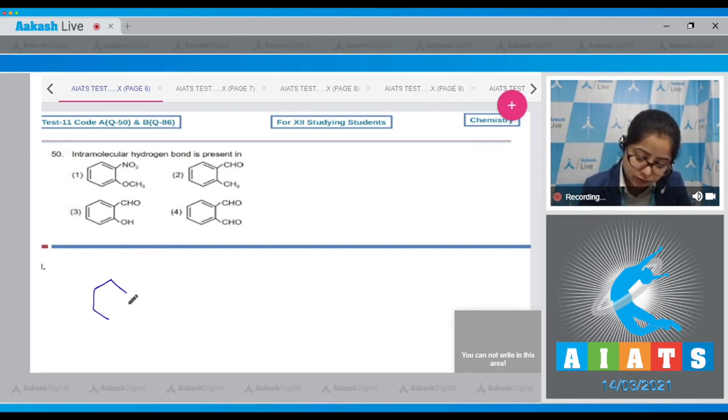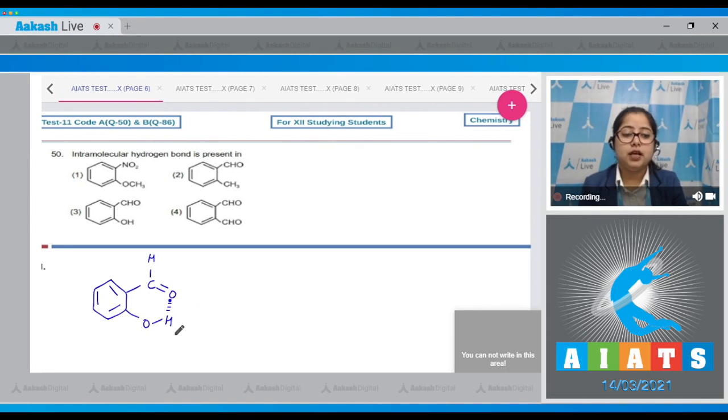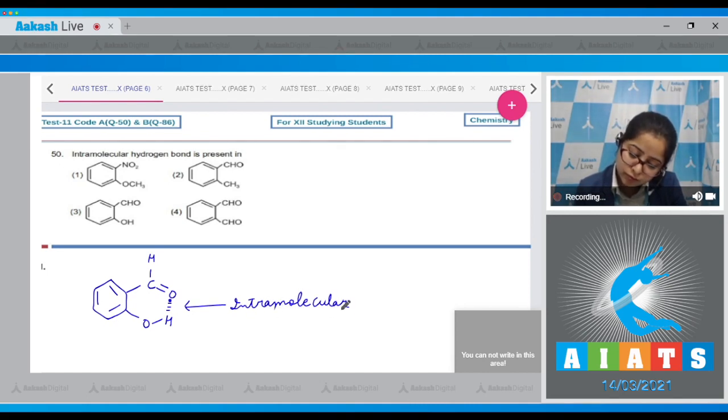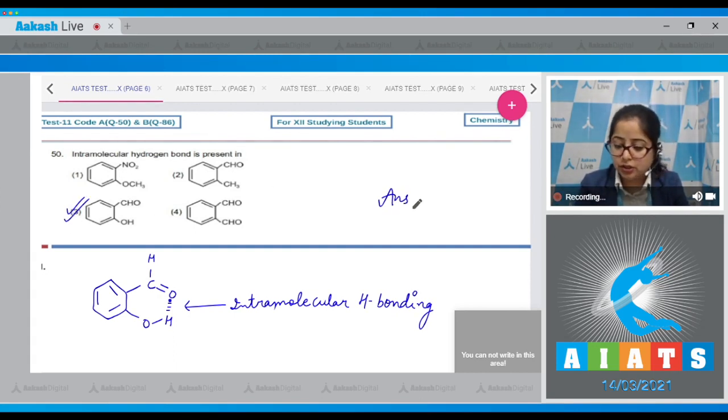I'm drawing the structure. This is the hydrogen bond that exists between this oxygen and this hydrogen. That means the correct answer for this question is option number 3. Moving to the next question, students.